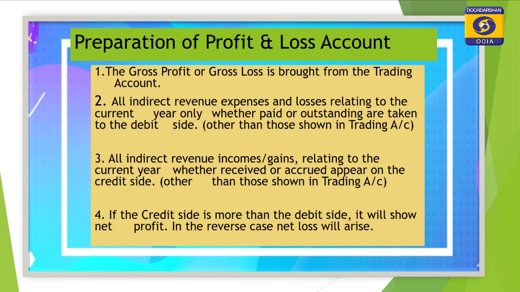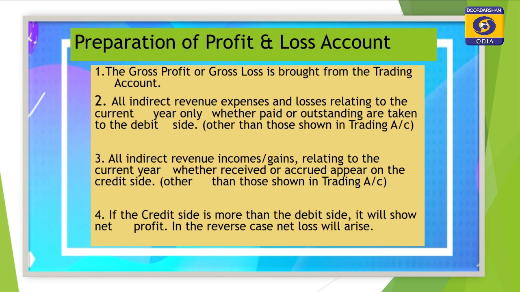profit and loss account. The second thing we will need to find out is that all the indirect revenue expenses and losses which are relating to the current year only, whether they are paid or outstanding, irrespective of the fact, if a particular expense relates to the current accounting year, then that is taken to the debit side of the profit and loss account. Similarly, all the indirect revenue incomes or gains that relate to the current year, irrespective of the fact whether we have received them or they are accrued, they all appear on the credit side of the profit and loss account.